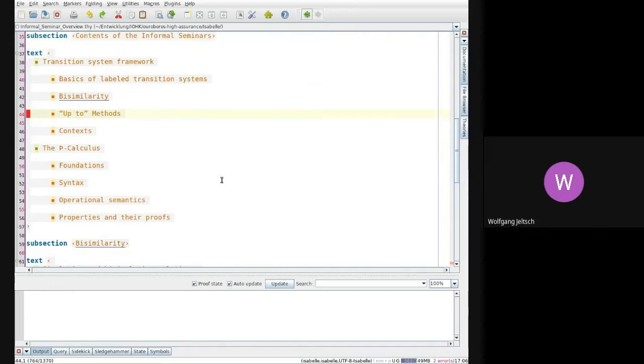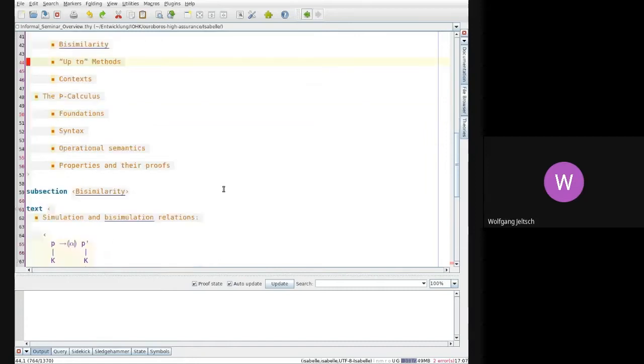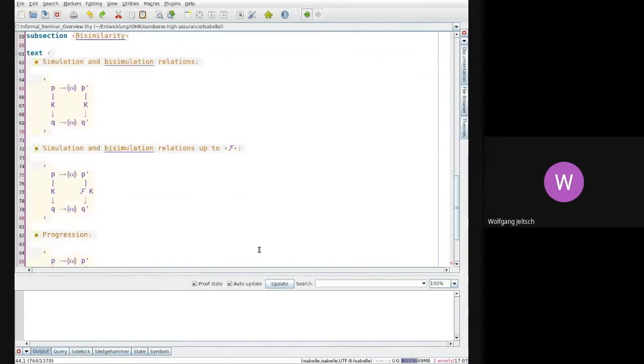And today I want to show you finally why these respectful functions that we have had a look at are sound regarding this up to technique. So why is it possible to do up to proofs and have them be correct if we base the up to proofs on respectful functions? You have seen these pictures many times, but let me start from here.